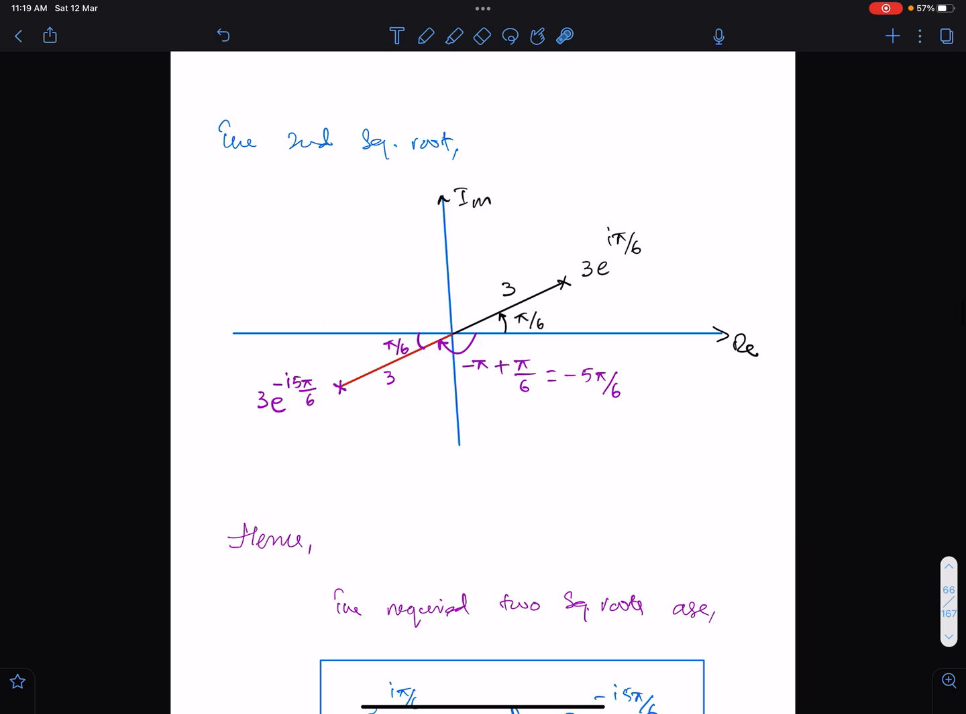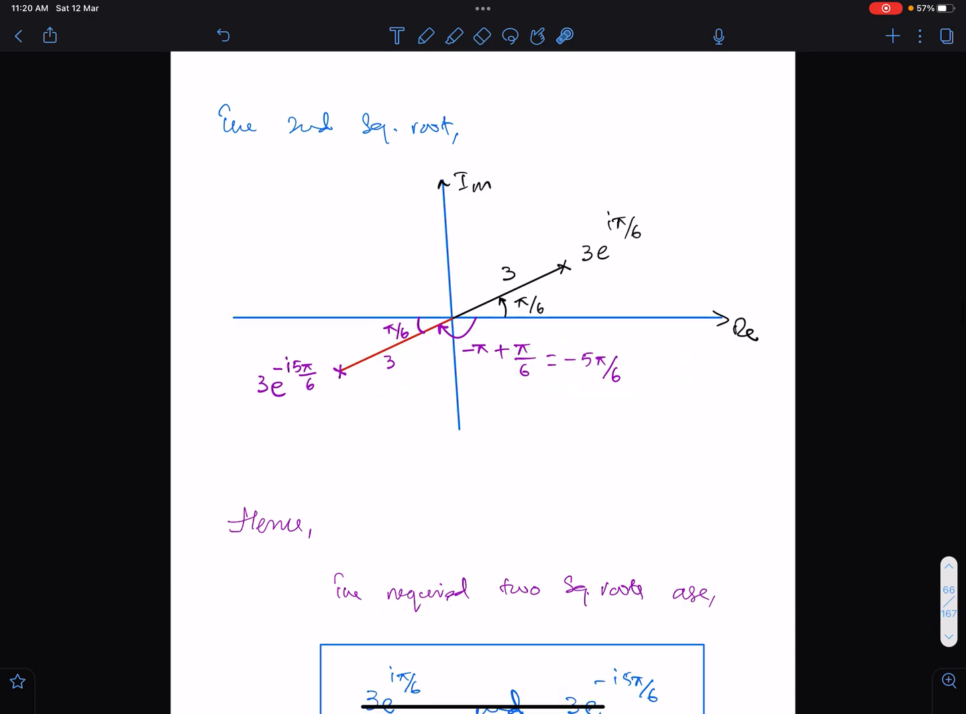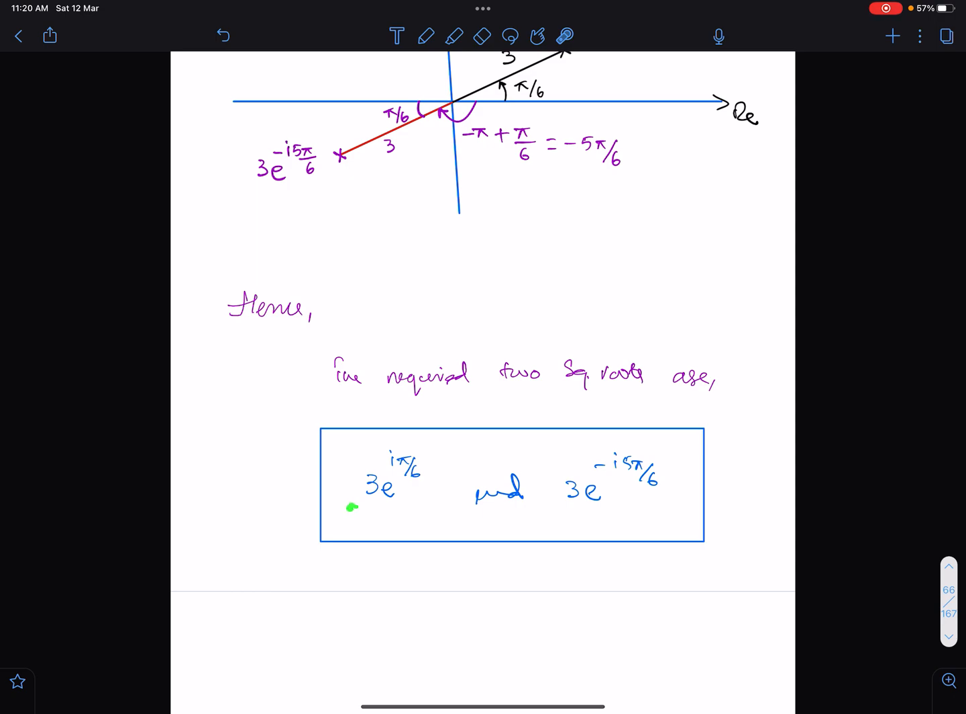For the second square root, here is the second square root. This is the argument of the second square root, and this is the modulus. Hence the required two square roots are 3e to the power i pi by 6 and 3e to the power minus i times 5 pi by 6.